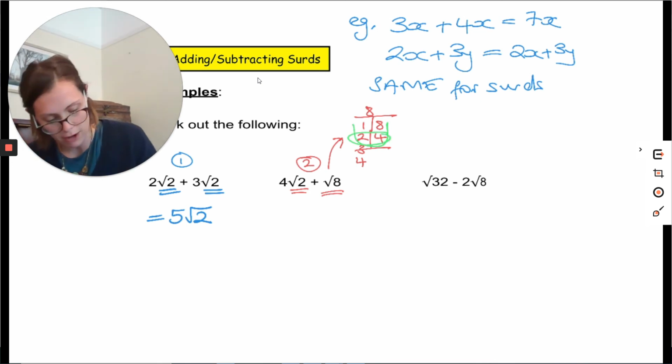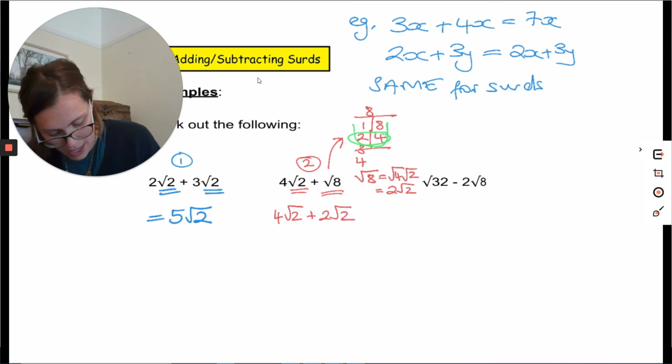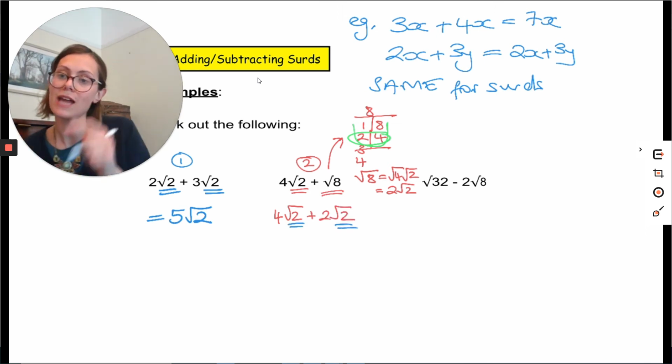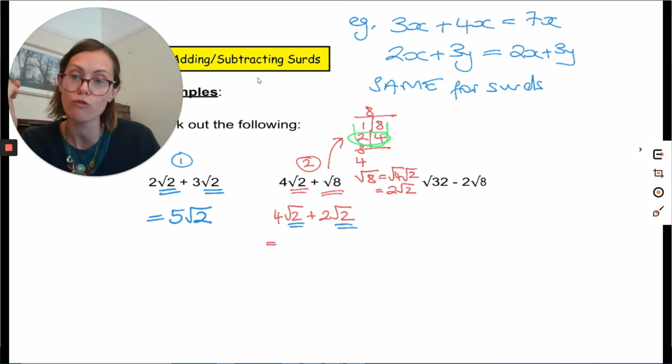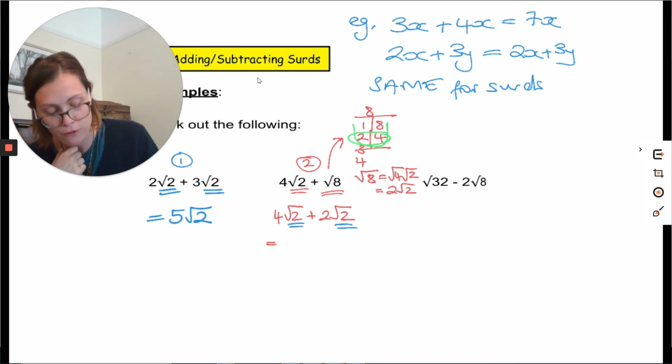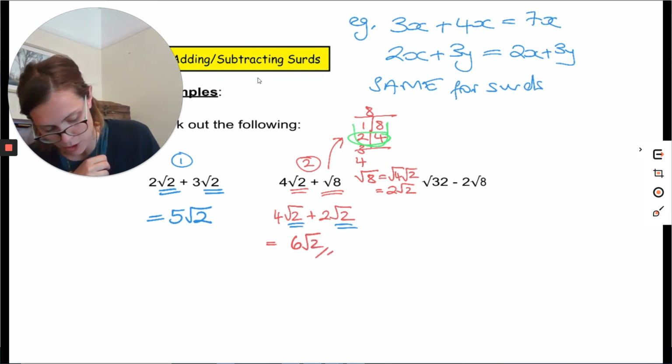So I'm going to rewrite root 8 as equaling root 4 root 2, which gives me 2 root 2. So this actually becomes 4 root 2 plus 2 root 2. And suddenly now, you've got the same family going on. So now they can actually be combined. And your final answer here should be, well, I've got 4 root 2s over here and 2 root 2s here. So just like I would have 4x plus 2x, I end up with 6 root 2.